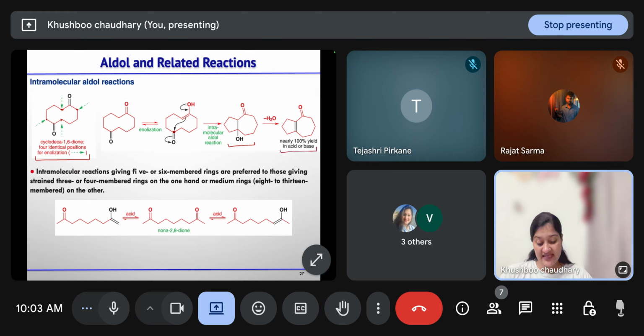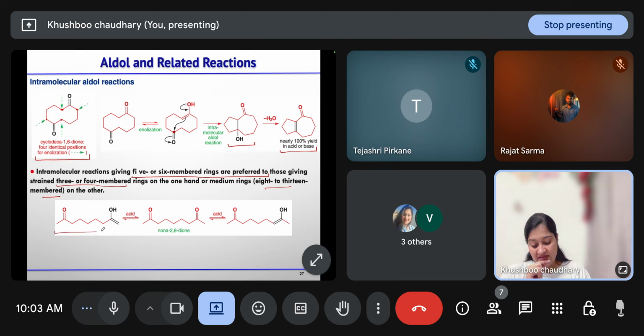In this case, if a 5 or 6 membered ring forms in an intramolecular aldol reaction, that will be preferable over a 3 membered ring, 4 membered ring, or higher membered ring like 8 or 13 membered ring. So whenever an intramolecular aldol reaction is possible, you will try to form the 5 or 6 membered ring. That is the major product. Other ring formation will give you the minor products.